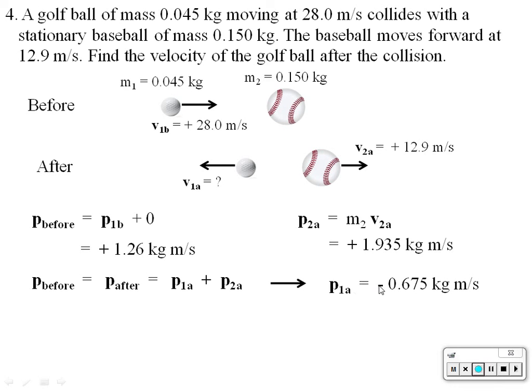What we get is this, negative 0.675. I subtracted this from each side. Okay. Then finally, since the momentum of the golf ball is equal to its mass times its velocity, pause this and find its velocity.